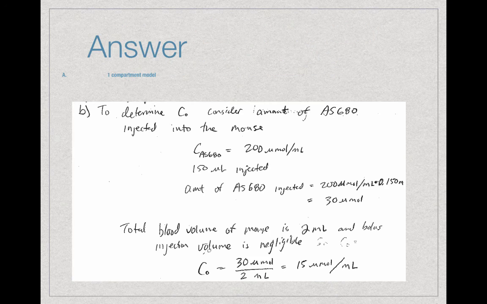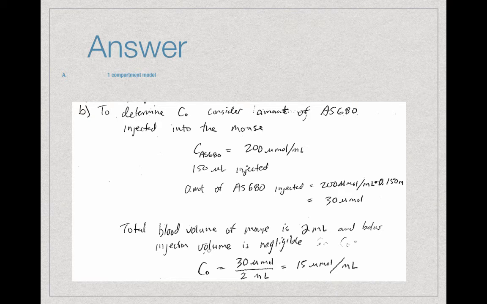The first thing we have to do is determine C0. To determine C0, you have to consider the amount of AS680 injected into the mouse. So C AS680 equals 200 micromolar, and we injected 150 microliters. So the amount injected equals 200 micromolar times 0.150 milliliters. Make sure you pay attention to your conversion factors: 150 microliters is 0.150 milliliters. So this is going to equal 30 micromoles.